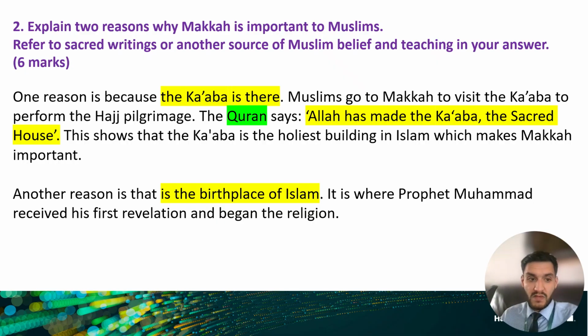Another reason is that it is the birthplace of Islam. It's where Prophet Muhammad received his first revelation and began the religion. So notice here, I'm speaking in both points about Mecca. The question is not actually about Hajj. Now in the first paragraph, I link Hajj to Mecca. That's absolutely fine because I'm still talking about Mecca. However, in the second paragraph, I'm not talking about Hajj at all, because the question is about the city of Mecca. The city of Mecca is the birthplace of Islam and where Prophet Muhammad got his first revelation. So therefore, both of these points are relevant to the question. I've not gone off topic and therefore I get 6 marks out of 6.